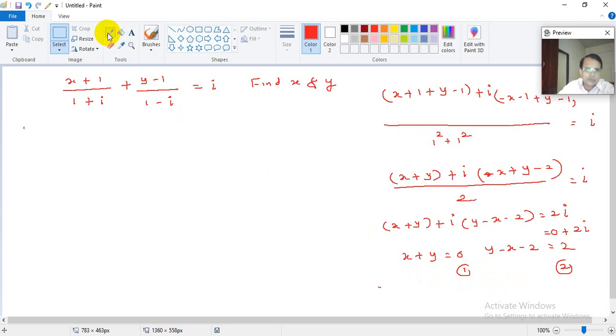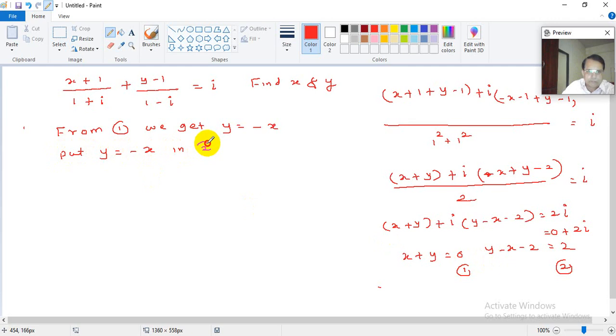So when you say x plus y is 0, so from 1 we get y is equal to minus x. बघा आपणाला x plus y 0 आहे, म्हणजे y is equal to minus x, ते इथे ठेवा, put y is equal to minus x in 2. काय मिळणार बघा, y is equal to minus x ठेवलं की हे minus x minus 2 is equal to 2, म्हणजेच काय झालं, minus 2x is equal to 4. So x is equal to minus 2.